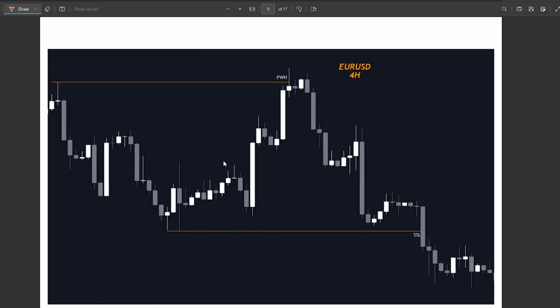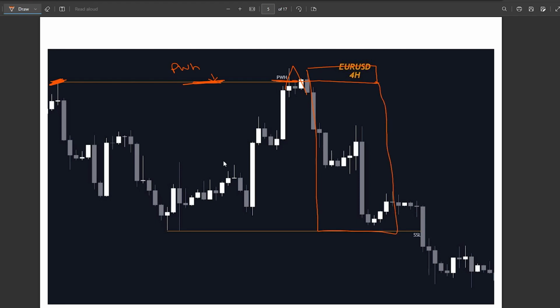Now this is a Euro USD 4-hour chart. You can see this was our previous week high. Now price came, took this high and closed back inside. Basically, it failed to displace. It took out these retail stops as the turtle soup defines. It took out the retail stops, then failed to displace as it came back inside this previous week high. So we could have shorted some euro here with a stop loss above this high and targeted these lows.